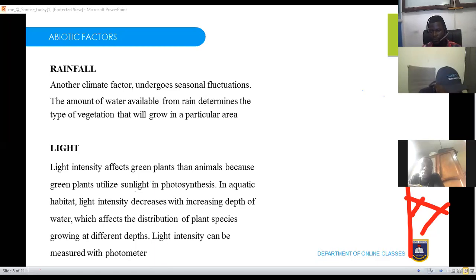humidity. Now, humidity is the measure of the amount of water vapor in the atmosphere. The amount of water vapor in the atmosphere.